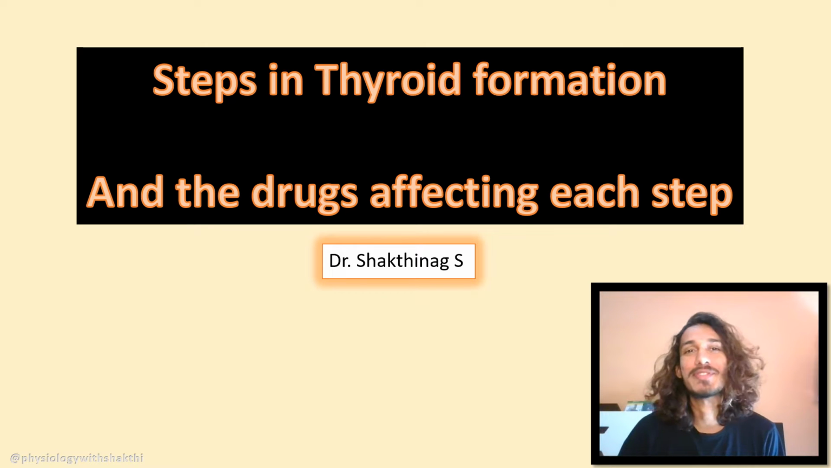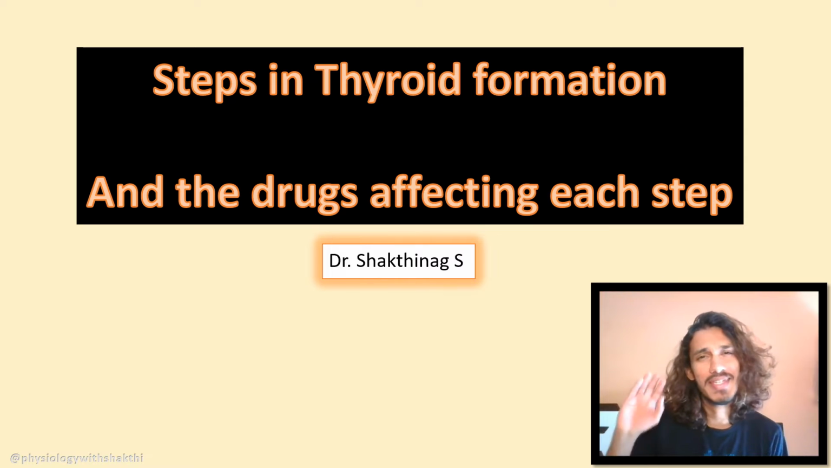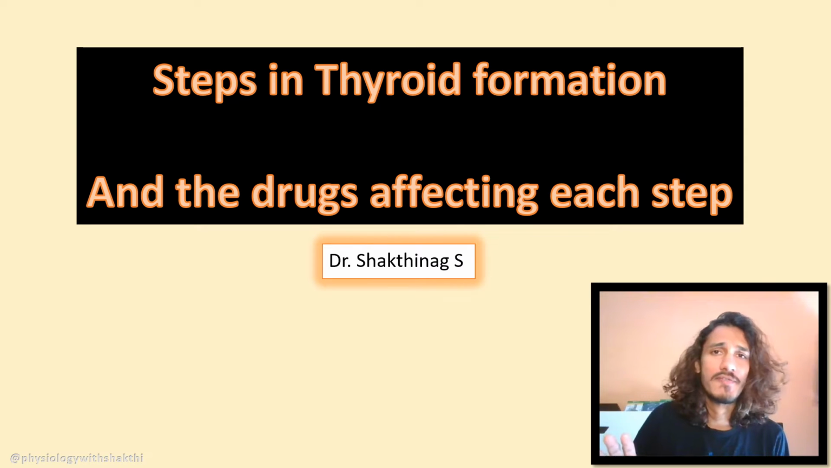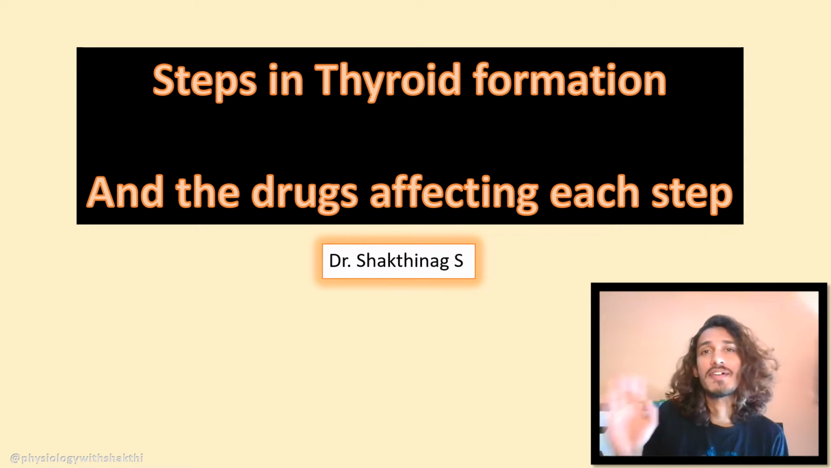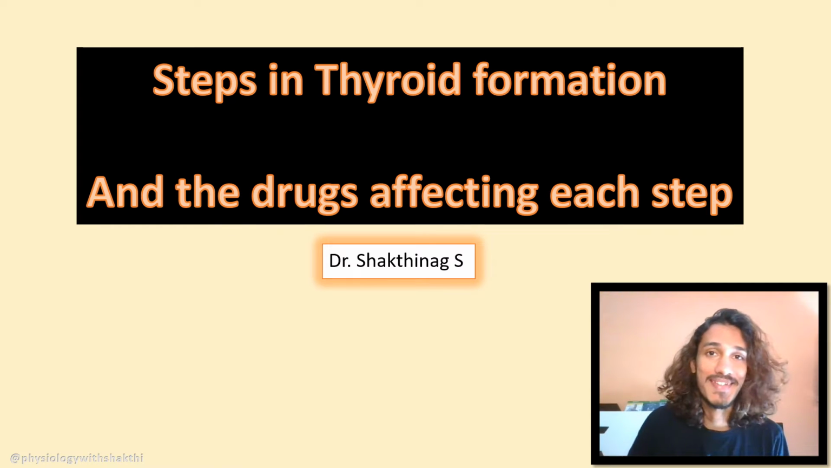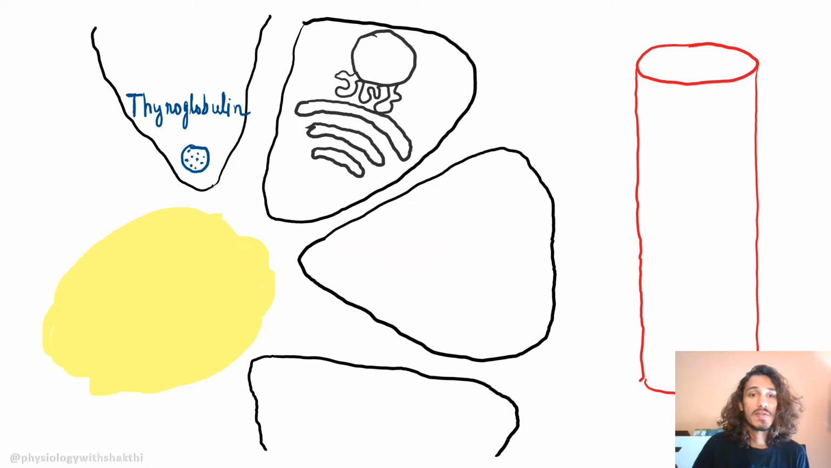Hello, so today's episode is going to be about the steps in thyroid formation. Once we discuss this in detail, it'll be much easier for you to understand which drugs affect which part of the whole cycle. You can see over here, this is the blood vessel. You have the thyroid follicle cells, and inside this is the follicular fluid.